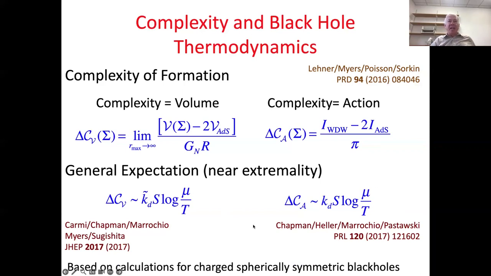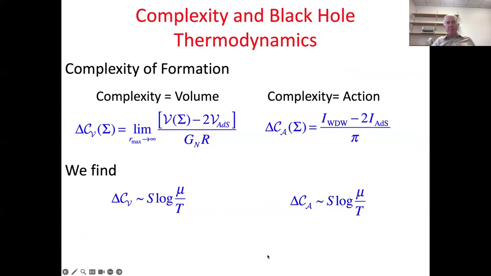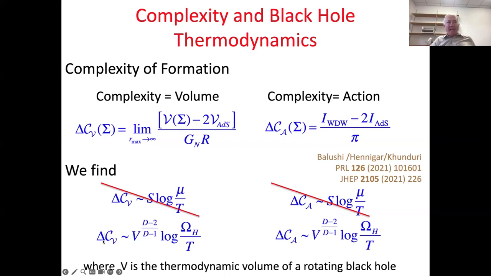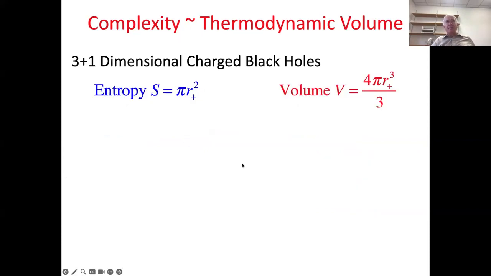This was all based on calculations for spherically symmetric black holes or charged spherically symmetric black holes. What we found is this is not correct. In this set of papers with Rahim Albalushi, Roby Henegar, and Harry Kanduri here, we found that in fact, complexity scaled like thermodynamic volume. This V is not this V. This V is the thermodynamic volume I showed you earlier. And it has this scaling property here. The log of the temperature is still the same, and we replaced mu with omega H, but basically, this is what we find.